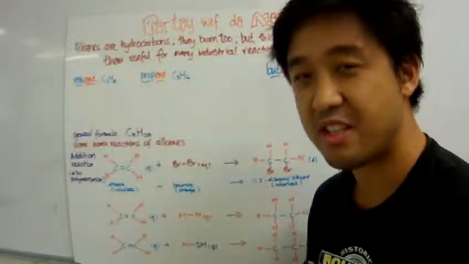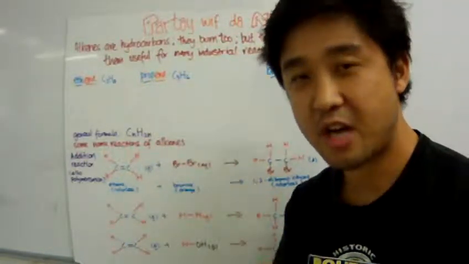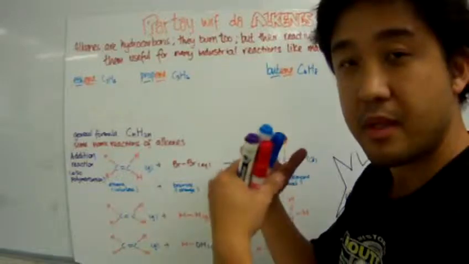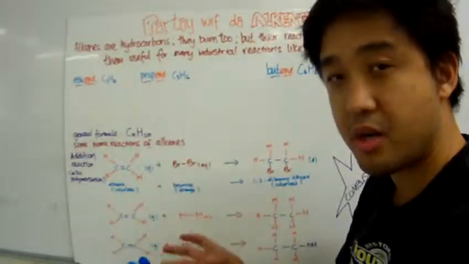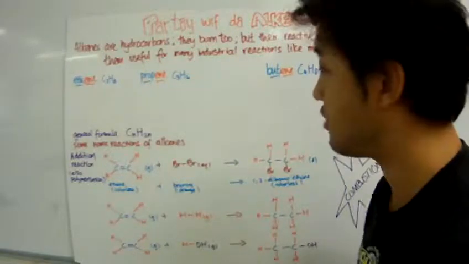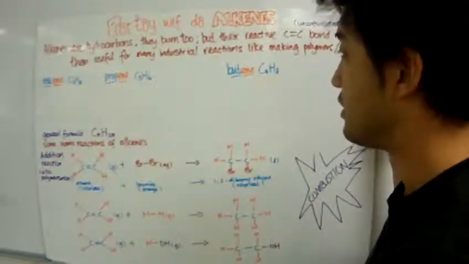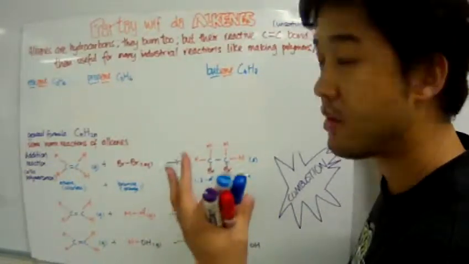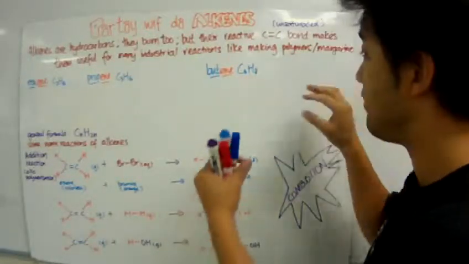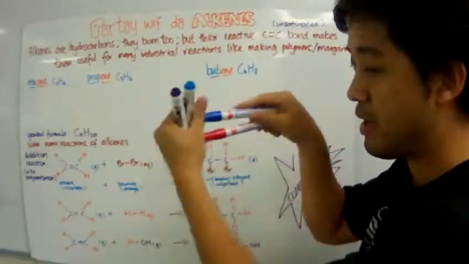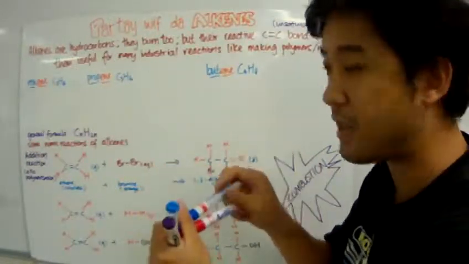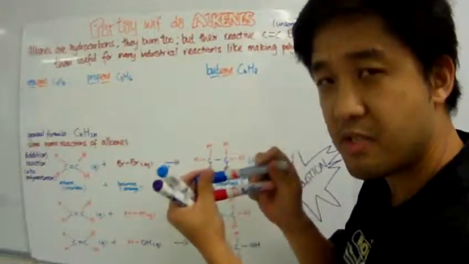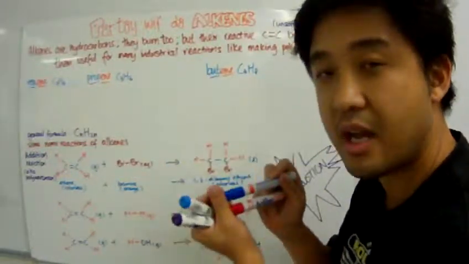Alright guys, we're going to continue our lesson with another set of hydrocarbons called the alkenes. Now alkenes, like alkanes, combust and burn in the presence of oxygen. But they have a carbon-carbon double bond, which makes them more reactive. This carbon-carbon double bond allows alkenes to be classified as an unsaturated hydrocarbon.